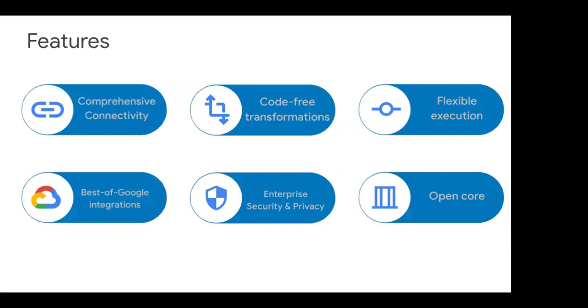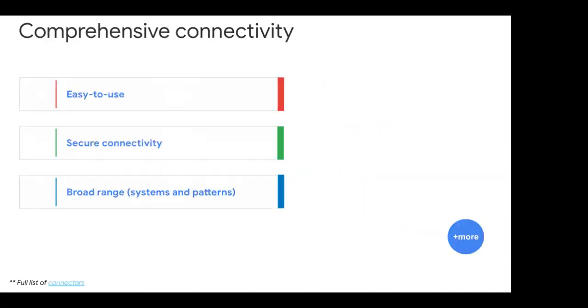Now, these are some of the features. Again, comprehensive connectivity. We give you code-free transformation, flexible execution, and it's integrated with the wider Google ecosystem. So you have choice. Enterprise security, which is really important from an enterprise perspective, is available right out of the box and is based on open source. So irrespective of whether you're sticking with Cloud Data Fusion tomorrow, 6 months down the line, or 6 years down the line, if you want to change, you're free to do so.